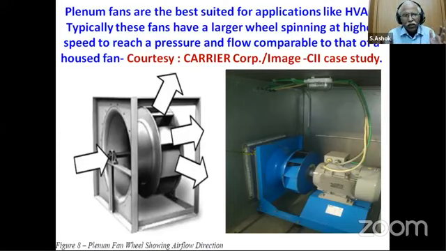It has a larger spinning wheel and a higher speed. Automatically, the pressure and the flow are comparable to that of a housed fan, and definitely superior to that of a housed fan. This is a CII, Confederation of Indian Industry, case study on how it is done. Here also we can say a directly coupled fan has lesser flexibility than a belt driven fan. I'll come to that also.